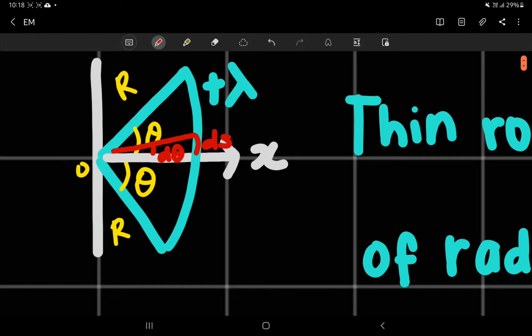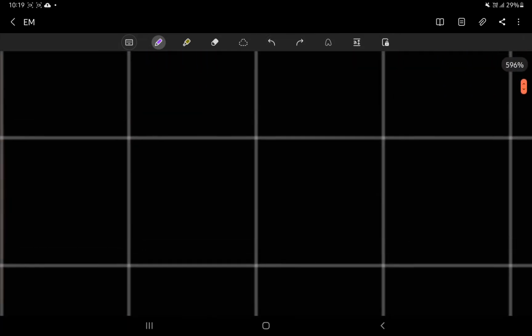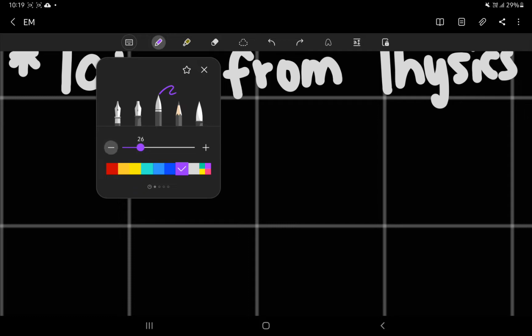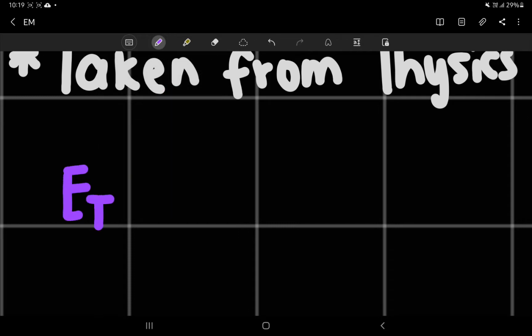If you realize, the net electric field will be to the right, and the y component of the electric field will cancel out, because the bottom part has the electric field y component like this and the top is like this, so they cancel. So we can draw the conclusion that E total is just E cosine theta.